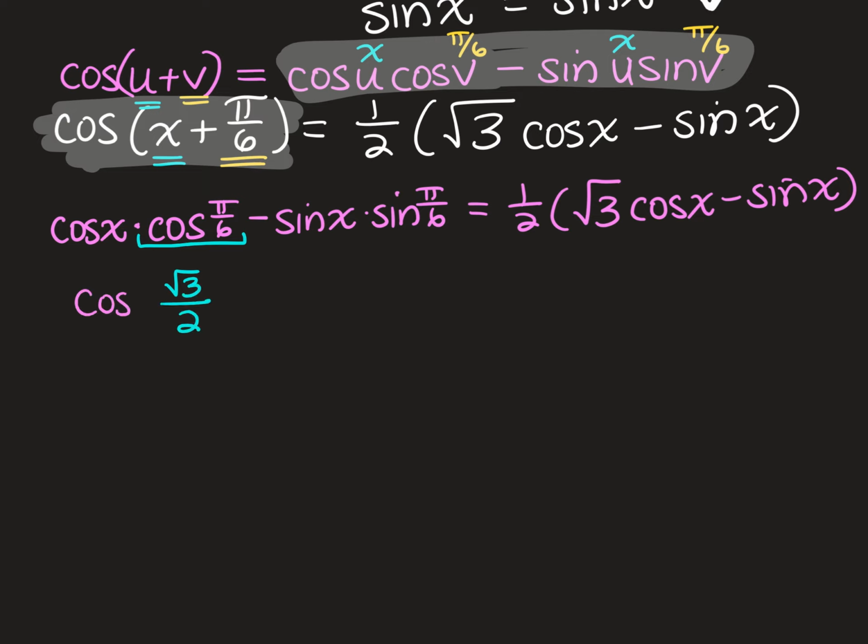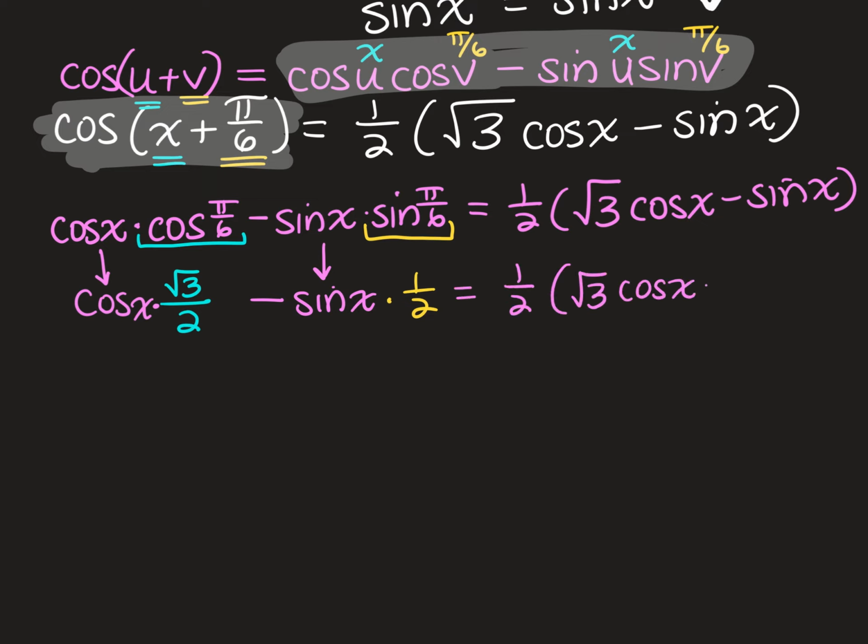Now we still have that cosine of x that we're multiplying by, right? This cosine of x just kind of follows along. Okay, minus, so I have sine of x that's just going to follow along. But then I ask myself, what is the sine of pi over 6? 1/2. And then I just rewrite what's on the right-hand side.